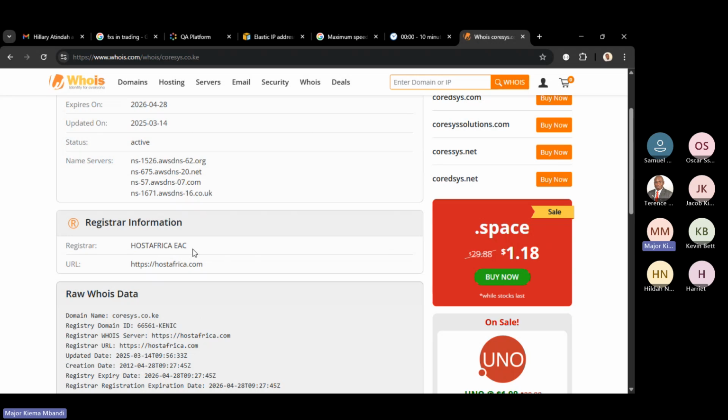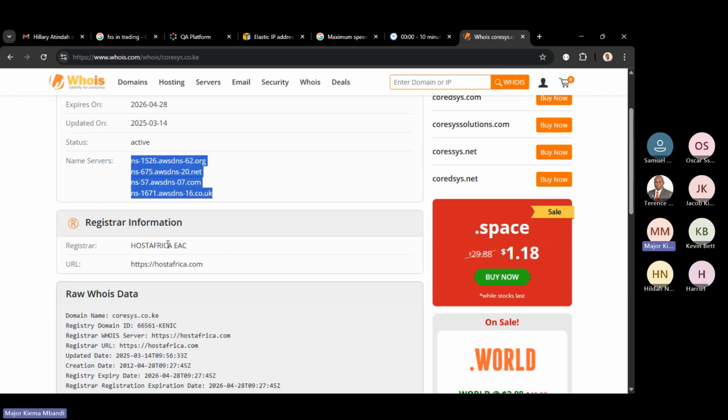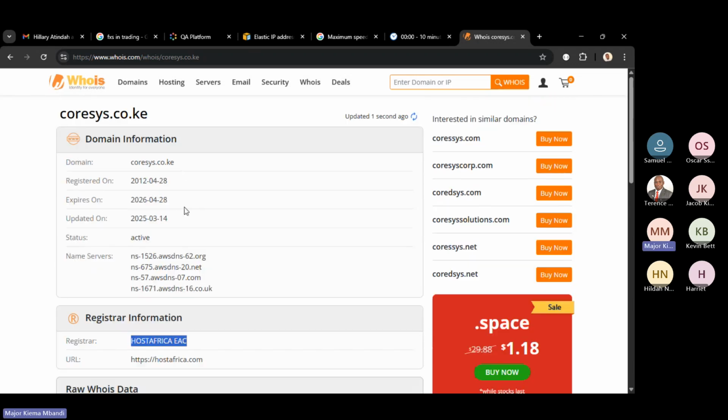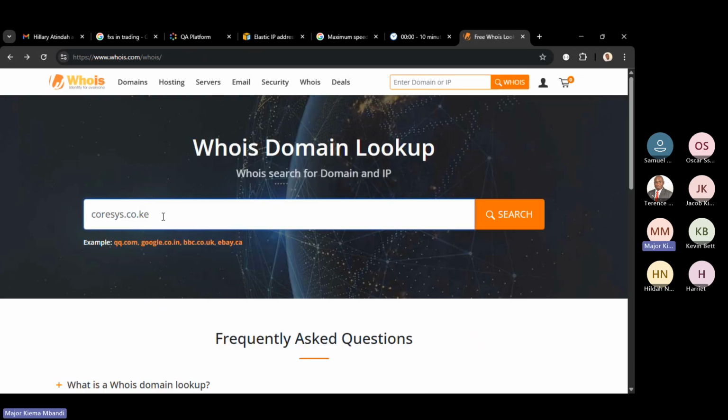So for this one, you can see the registrar is still hosted in Africa. What you can do is just transfer the management to AWS and still maintain the registrar hosted in Africa. If I may, I think I have my own domain here. You can see I registered it in AWS, and it is also being managed with AWS.